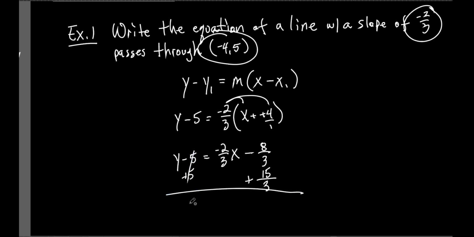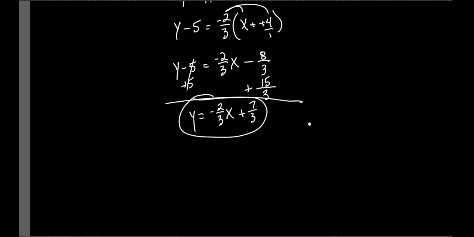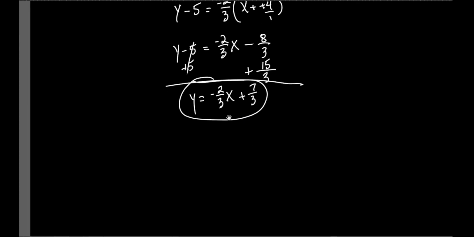This adds up. Y equals, and then what do we get? Negative 2/3 x. What's this? Negative 8/3 plus 15/3. So we can actually add these together. Negative 8 plus 15. What's 15 minus 8? Can you do that in your head? 7. So it's positive, right? Positive 7 or 7 over what? 3. So that right there is how they want you to write the answer. So they want the y by itself.